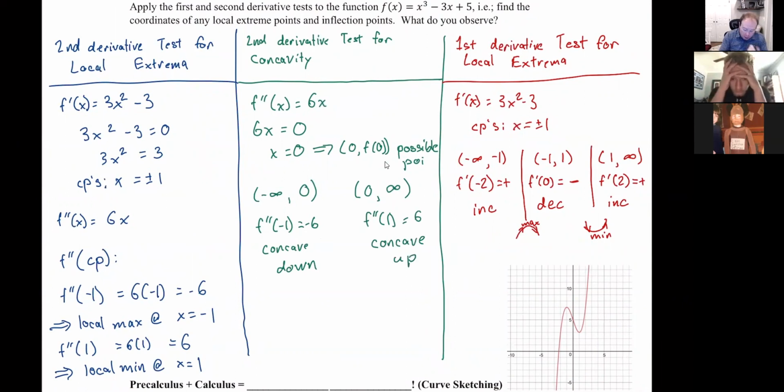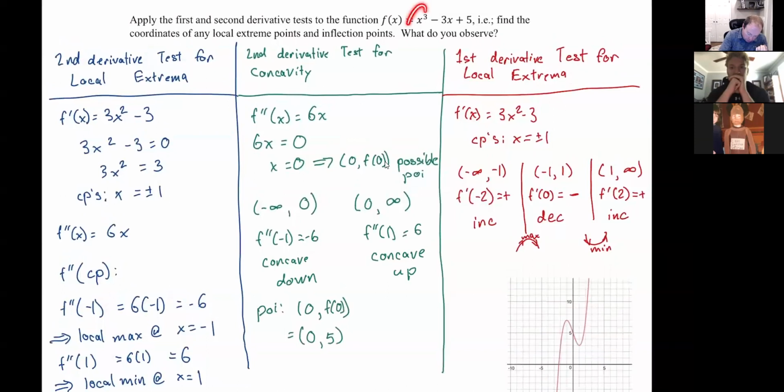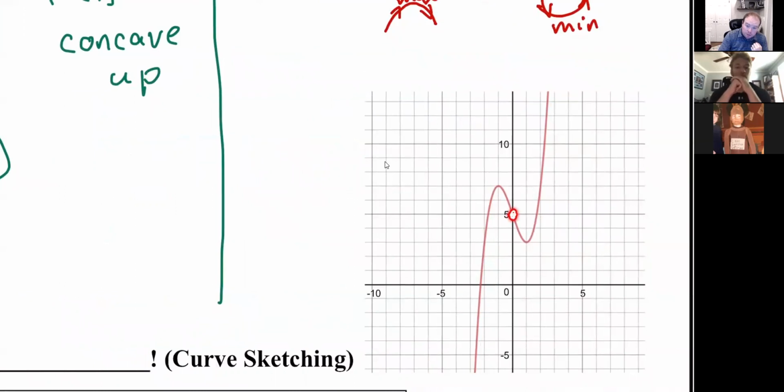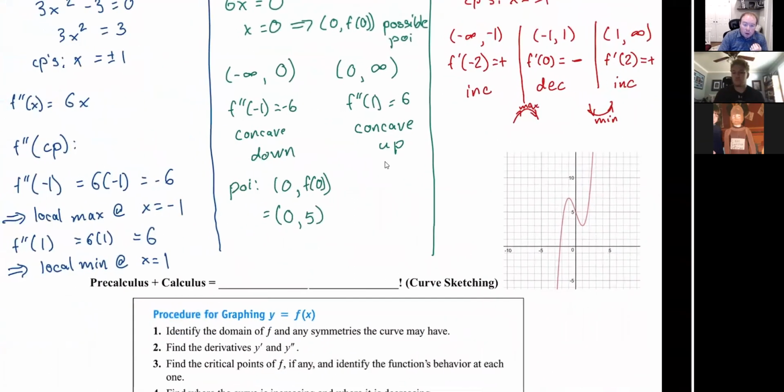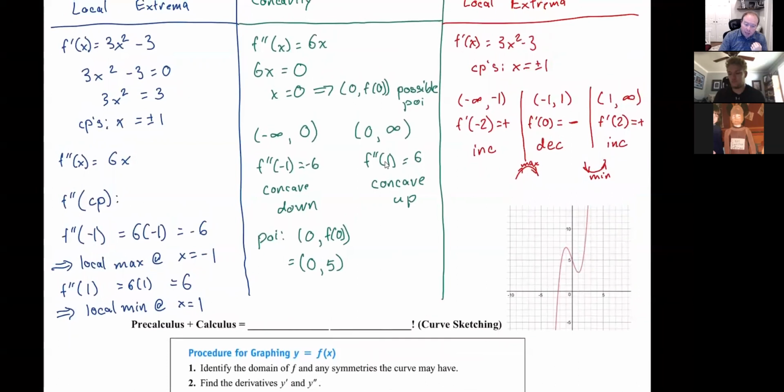So you can see right here what is happening is that we have a switch in concavity. So that means that we actually have a point of inflection, which in this case would be 0, comma f of 0, which, plugging 0 into the original, is just going to be 5. This is going to be (0, 5), and you can even verify that graphically right here. So those are the 3 derivative tests.